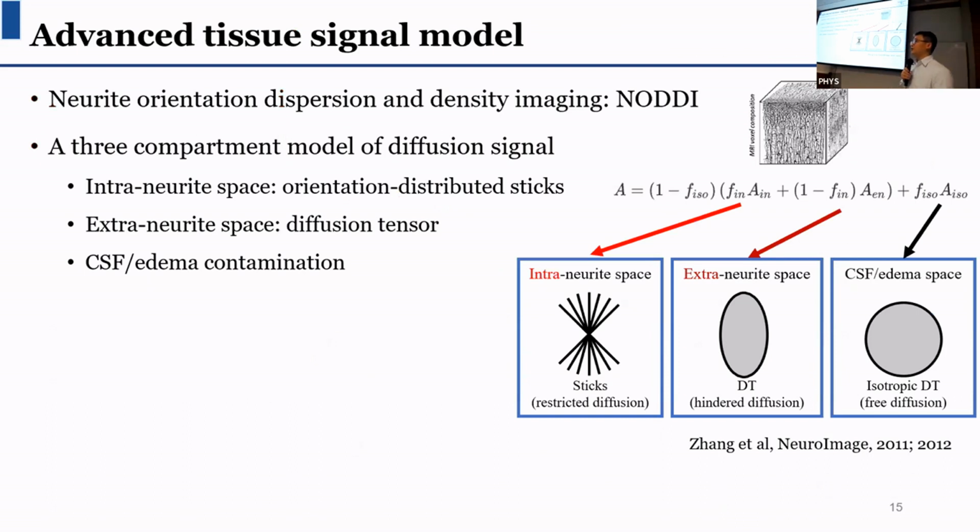The other model, which is more advanced, assumes our tissue is composed of three different tissue types. You can have this stick, like the axons, with very restricted diffusion, where the water molecule will only go one way or the other, parallel to the axon. Then you have hindered diffusion, which is the extra-neurite space, and you also have isotropic diffusion, which is more like the CSF signal. This model is very popular now. It was developed by Gary Zhang's group at UCL.